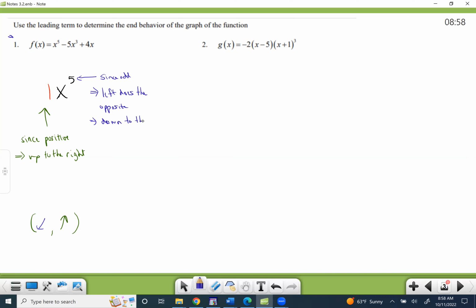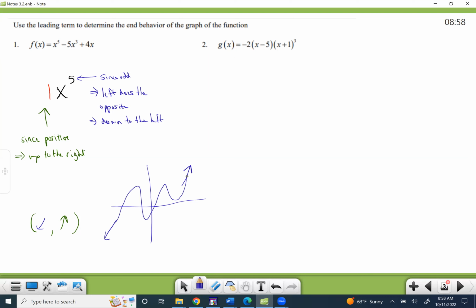Down to the left. All right. So in a picture, what does this mean? This means the right-hand side will go up, the left-hand side will go down, and we'll figure out eventually the middle. We'll see how many wiggles it does, but we're not concerned with the middle right now. Let's graph it in GeoGebra so you guys can see what I'm talking about.